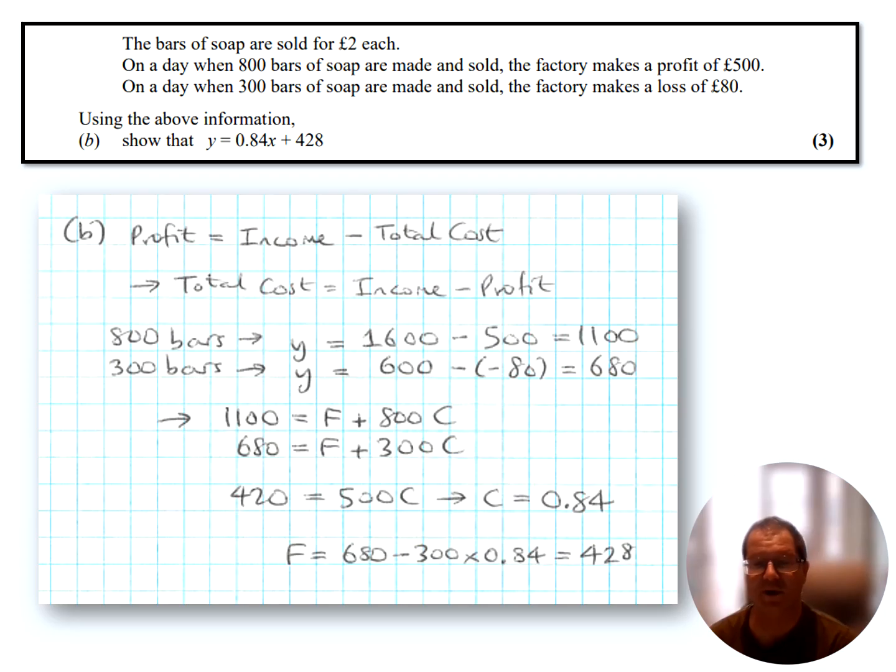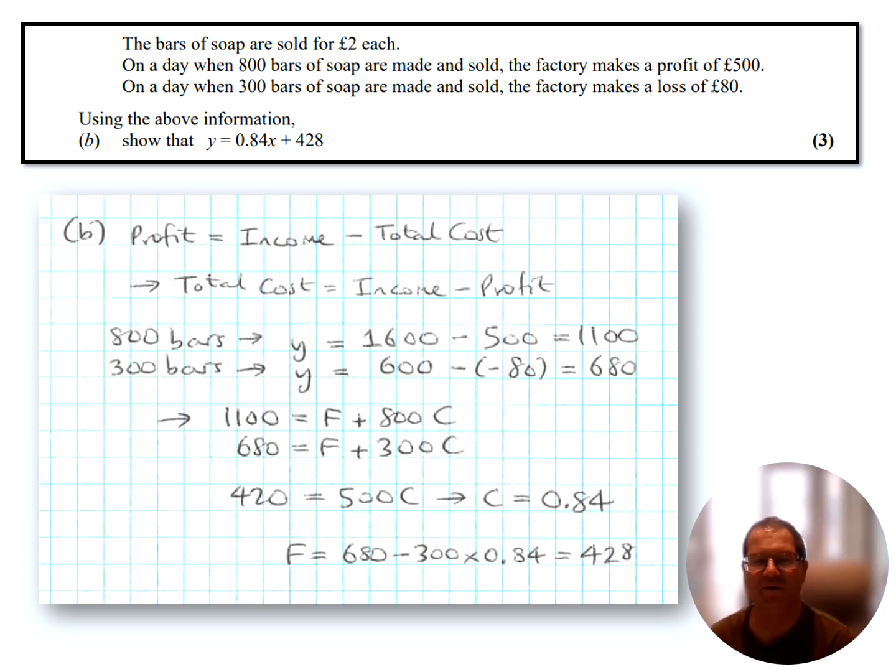For the 300 bars of soap, again we have y equals, we times 300 by 2 for the income, £600. And because it's a loss of £80, that's equivalent to a negative profit of 80. So we're doing 600 take away negative 80, which is 680. So now we know the total costs, or the value of y, for both the 800 bars and the 300 bars.